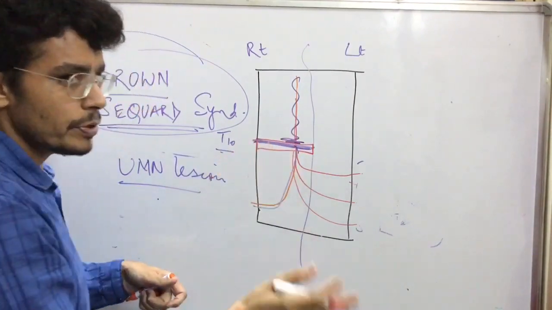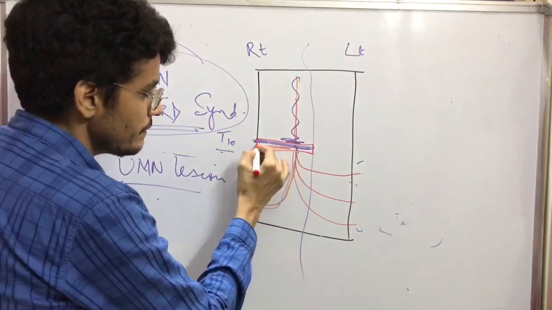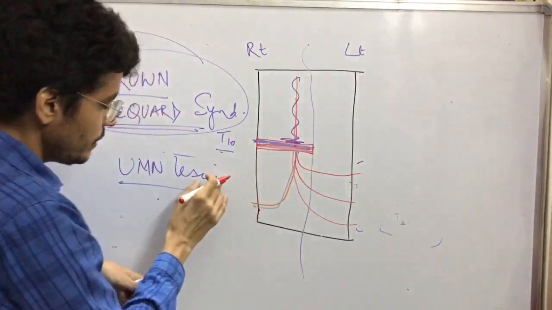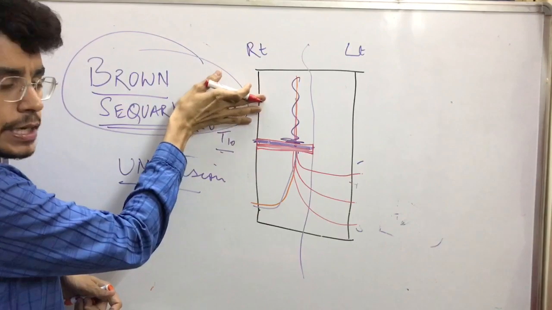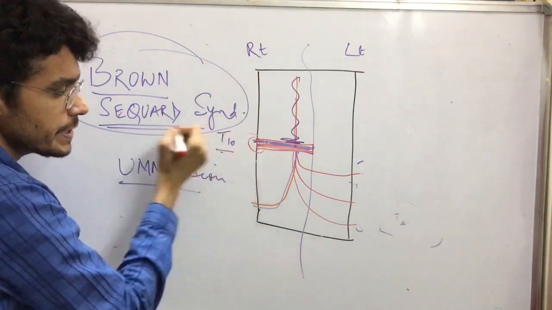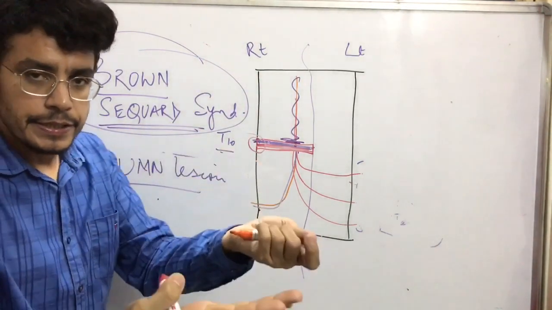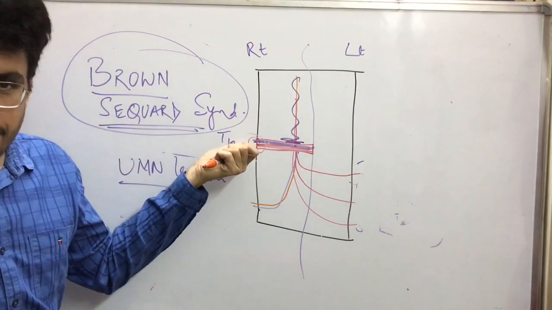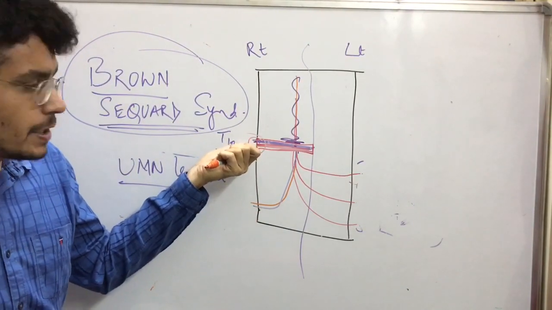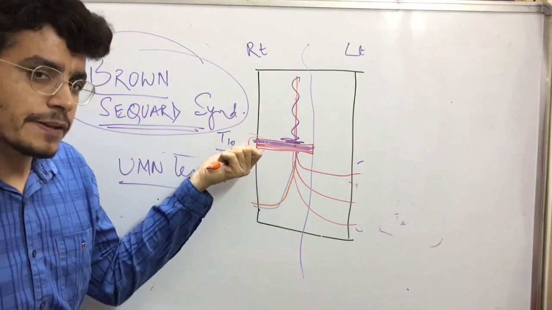Forget about above or below. At the T10 level segment, all the upper motor neuron lesion is below the T10, and above the T10 is entirely normal. What about the T10? At T10, there will be a lower motor neuron lesion on the affected side, right? What about the sensory one for the T10 segment?